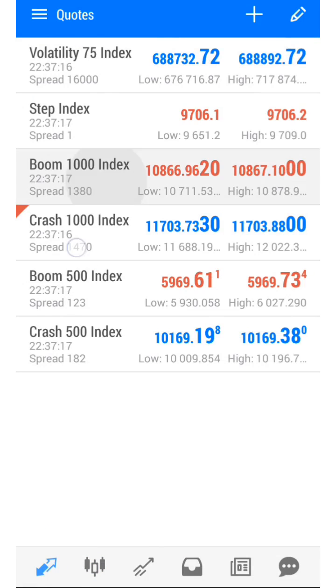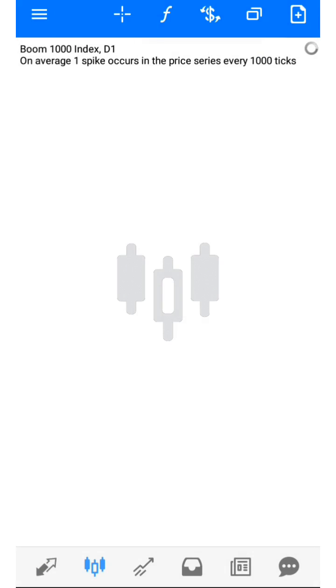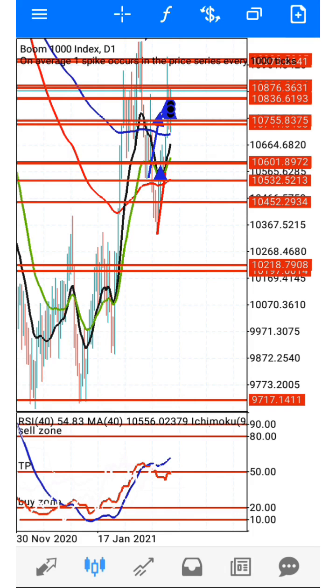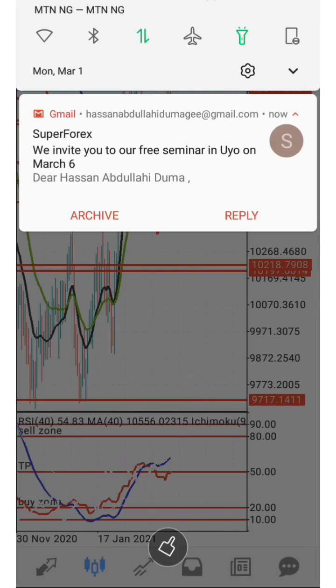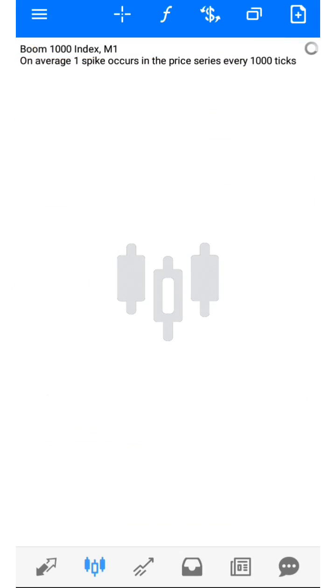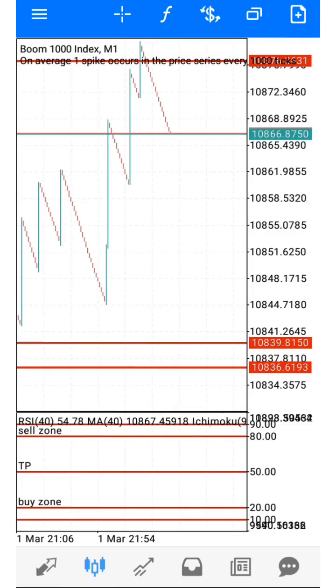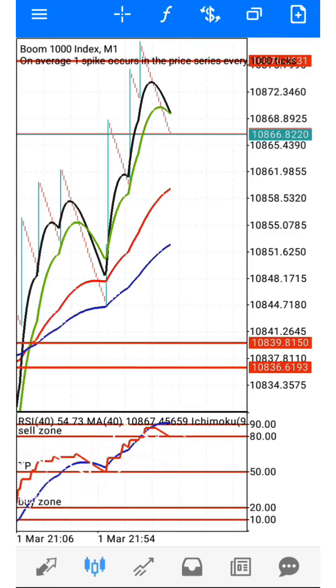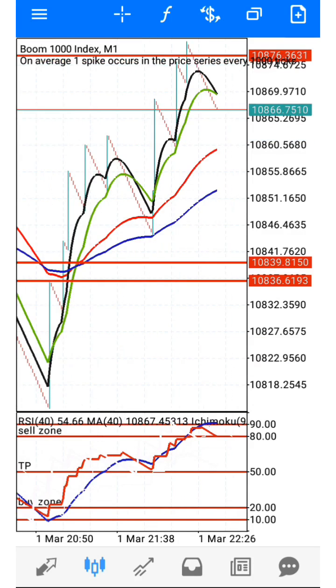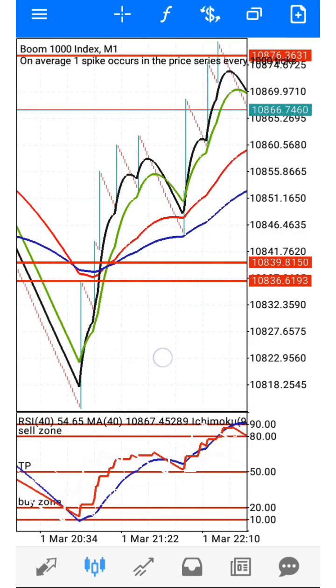Boom 1000. Look at it here, Boom 1000. Let me show you. Let me use the 1 minute chart. I want to show you how I was able to capture a very long spike with this market with my own strategy and my own trading system. So let's start and see where we can go.